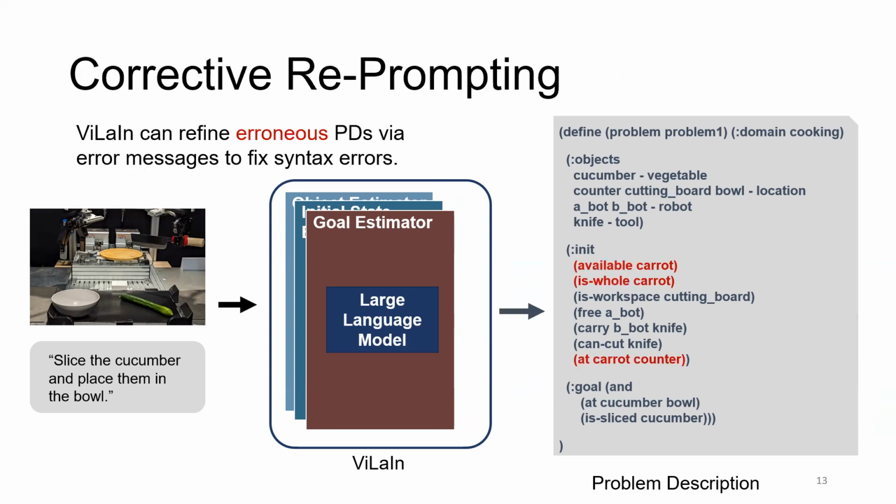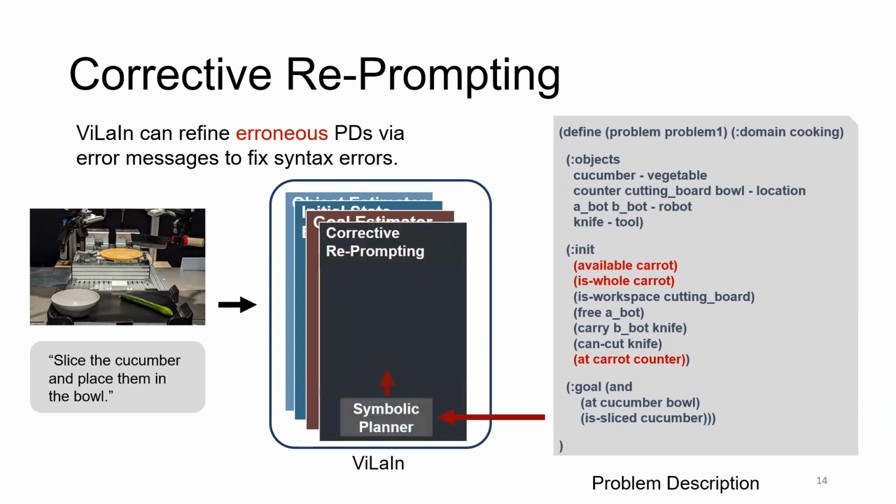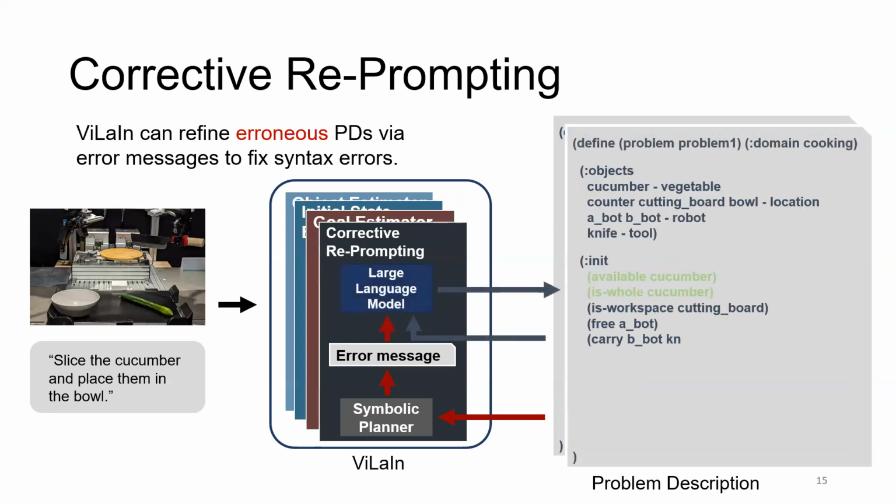The generated PDDLs sometimes contain errors. In this example, the description mistakenly contains propositions about a carrot, which does not appear in the observation. In such cases, the symbolic planner returns an error message. ViLaIn can refine the problem description by reprompting the large language model to regenerate the description based on the error message and the previously generated description. We refer to this method as corrective reprompting, following previous work.